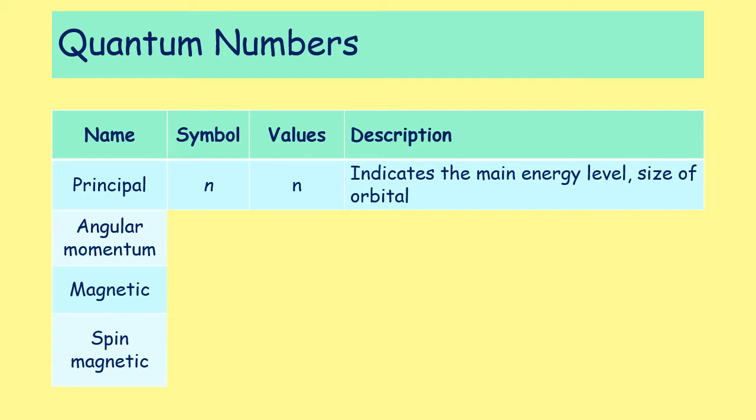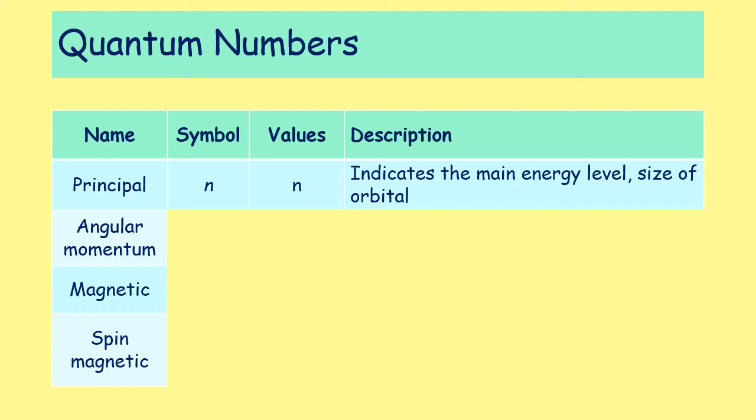So remember, whenever we were looking at absorption and emission spectra, we were talking about n equals 1, n equals 2 for the different energy levels. That's what this n is. And it indicates the main energy level, or the size of the orbital. So if an electron is in n equals 1, that means it's in an orbital that we would think of for the first period. If it's in n equals 2, it's in a bigger one, n equals 3, even bigger.